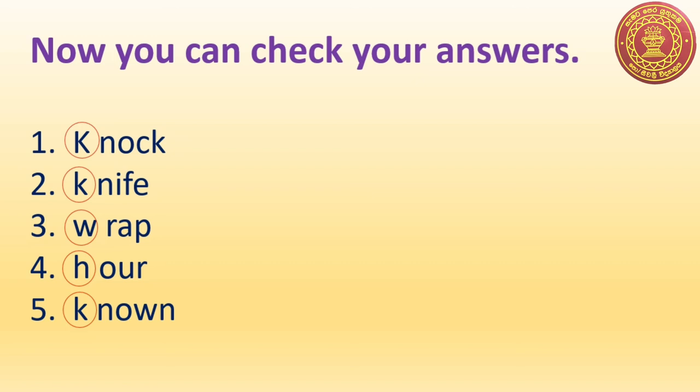Now you can check your answers. The first word, knock. Knock. The silent letter is K. The second word, knife. Knife. The silent letter is K. Third word, wrap. Wrap. The silent letter is W.